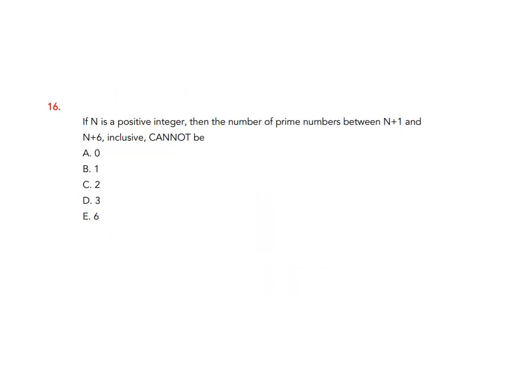Let's see the next question. If n is a positive integer, then the number of prime numbers between n plus 1 and n plus 6 inclusive cannot be which of the values given in the options. Let us take a numerical example.